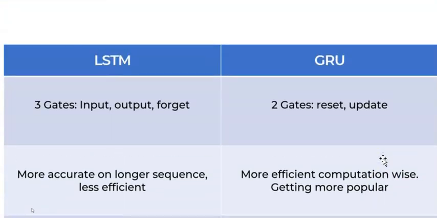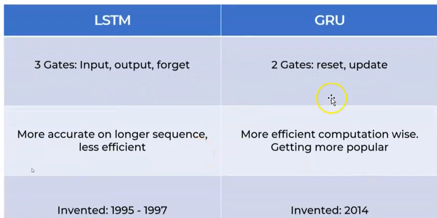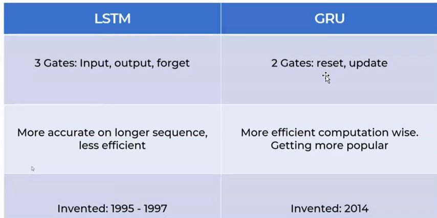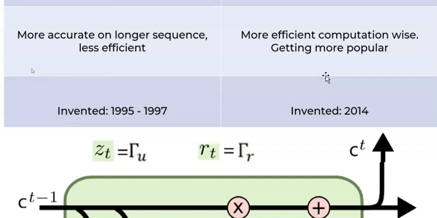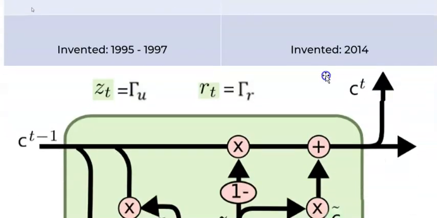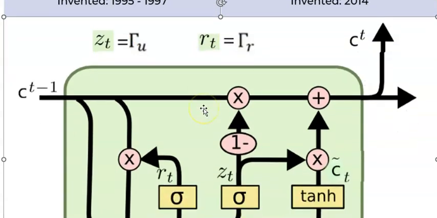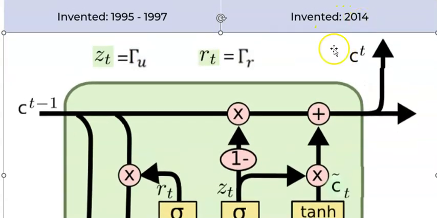Here comes the difference between LSTM and GRU. In LSTM we have 3 gates, input, output and forget. In GRU we have only 2 gates, reset and update gate. Which is more accurate on longer sequences? Of course it is LSTM, but it is less efficient computationally. GRU is more efficient, and GRU itself is more popular. When were these invented? LSTM in 1995 and 1997, and in 2014 GRU came.